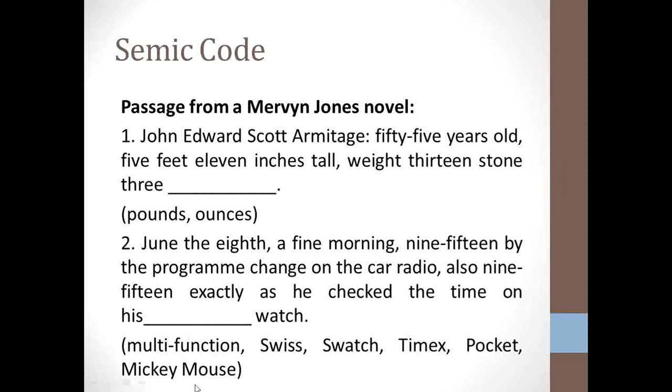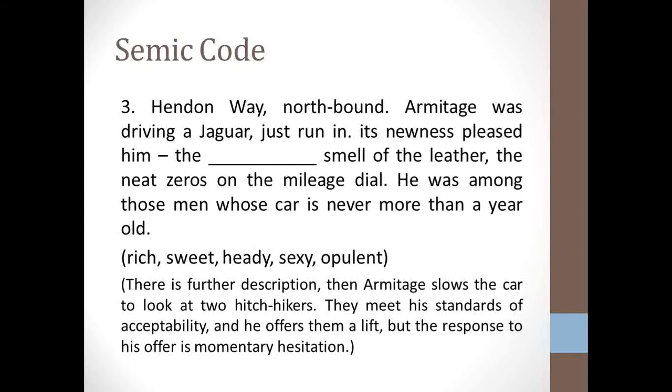Now these kinds of words are what you would call the semic code, because these codes, these hints, tell you what the character is about, what kind of person that character is. All right. Number 3. Hendon Way, northbound, Armitage was driving a Jaguar. Just run in. Its newness pleased him. The blank smell of the leather, the neat zeros on the mileage dial. He was among those men whose car is never more than a year old.